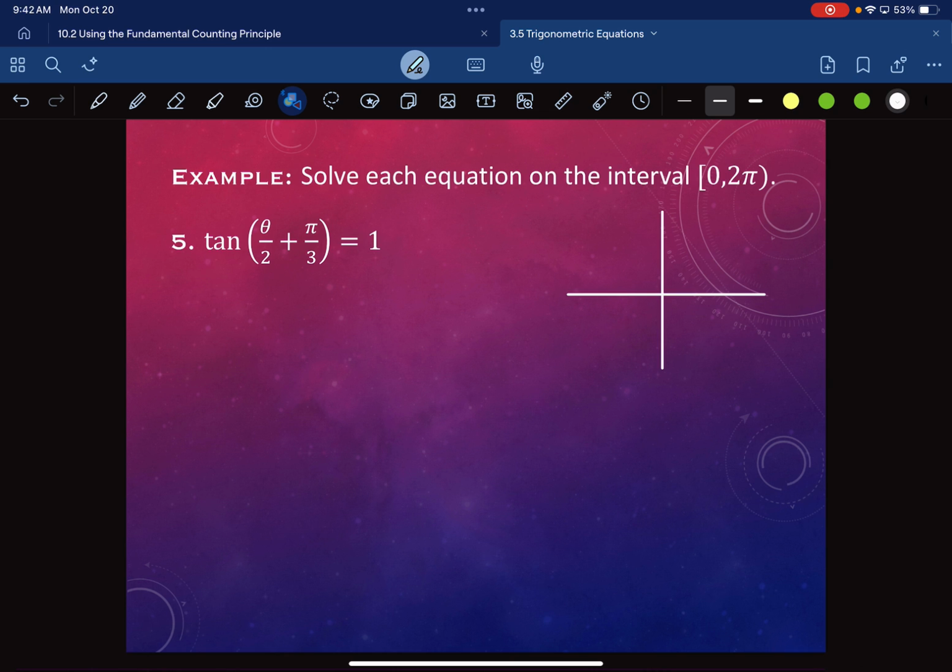Okay, again, tangents and cotangents are harder to do, but if I want tangent to equal 1, what has to happen with x and y? They have to be the same, right? Tangent's a ratio. The only way I get a ratio to equal 1 is if the numerator and the denominator are the same. And in terms of tangent and cotangent, that would mean the x and the y would have to be the same, right? Okay, very good. Y'all are doing great. So where on the unit circle are the x's and the y's exactly the same?